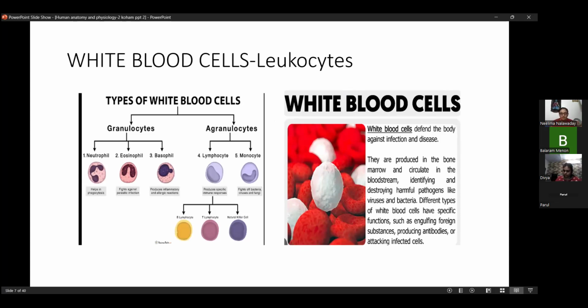So granulocytes, 3 types of granulocytes, means neutrophil, eosinophil, basophil. Now, no need to memorize everything. Okay, white blood cells are related with defense. That is also sufficient to understand. And they are produced in the bone marrow and circulate in the bloodstream, identifying and destroying harmful pathogens like viruses and bacteria.